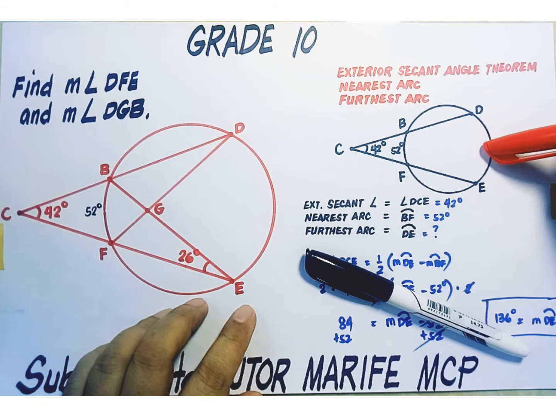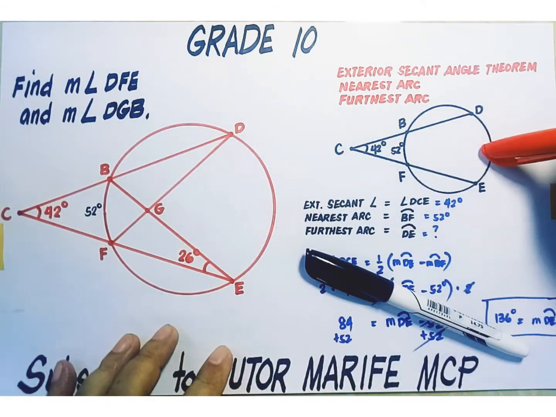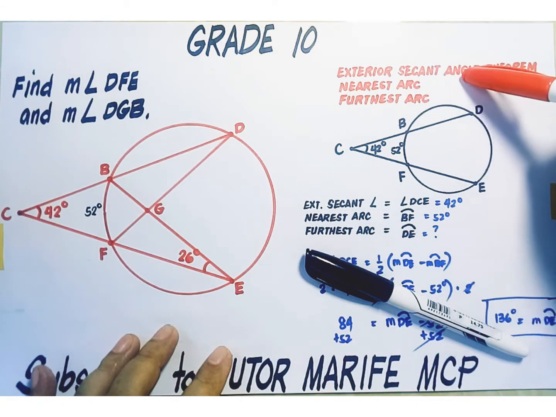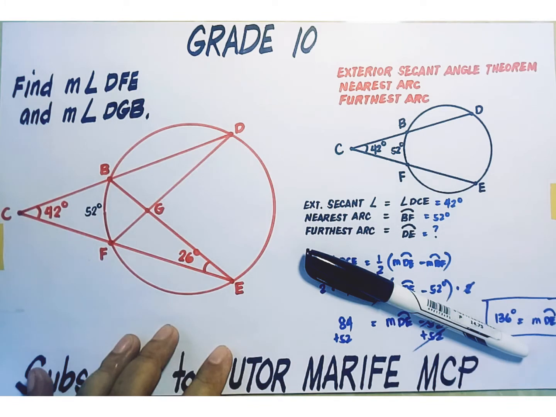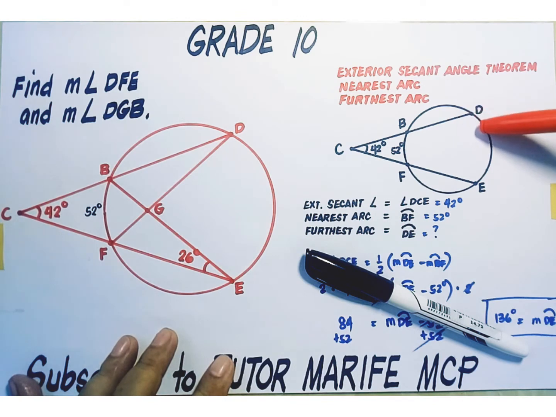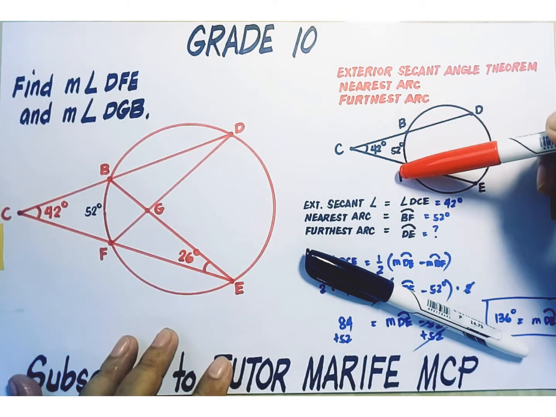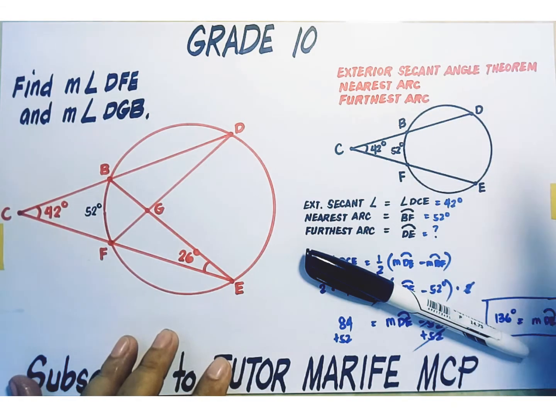We can solve this using the exterior secant angle theorem. This theorem tells us that the measure of the exterior secant angle is equal to 1/2 times the difference between the measures of the furthest and the nearest arcs. Let's apply the theorem in writing our equation.